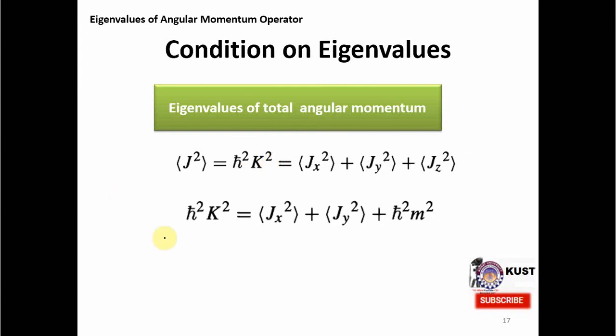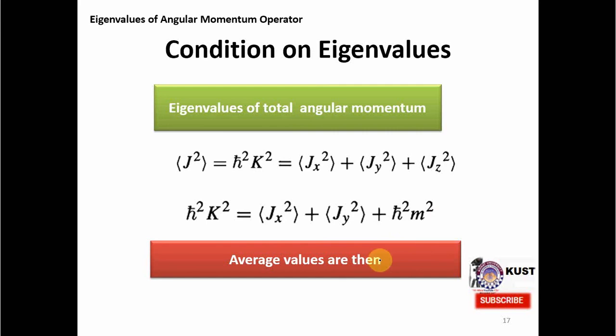And so that means that ħk² is equal to ħ²m², and we know the values for the Jz. We don't know about Jx and Jy, but we know these two values, and from these two values we will be able to construct the conditions. The average values, or the expectation values, of ħk² are then greater than or equal to ħ²m.